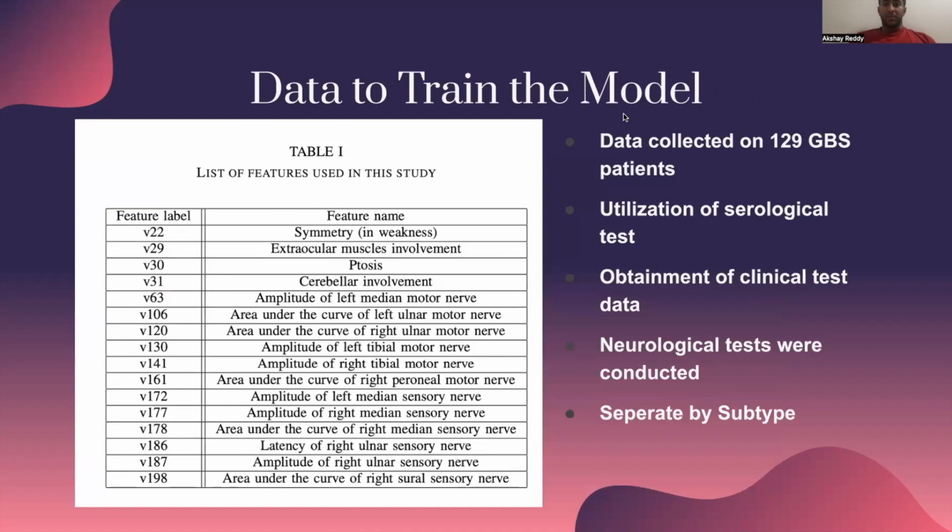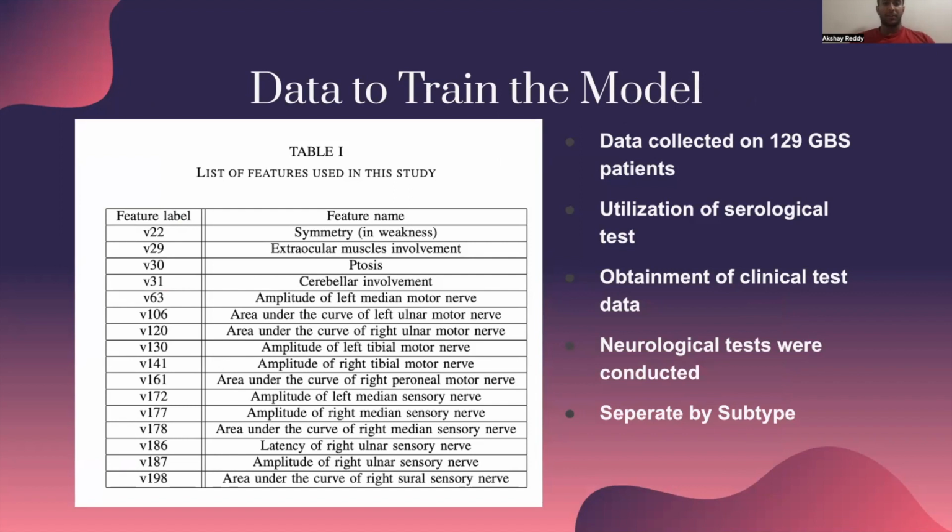So what this model did was that it essentially functions off of data collected from 129 patients with GBS. And effectively, it used three different types of tests in order to do this. It used serological test data, clinical test data, and then neurological tests. And overall, you can see over here the different features that it was focusing on.